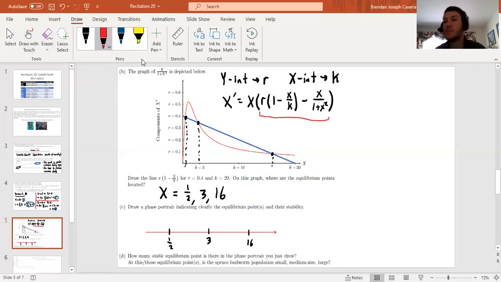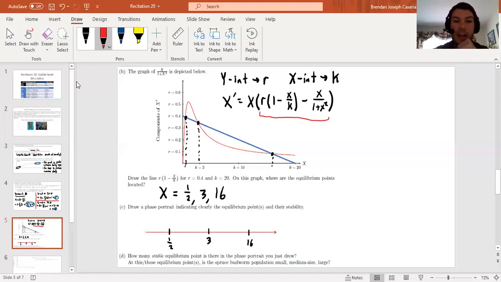We can assume that x is always positive because we're dealing with a population here. So we're looking for when this thing is positive. Specifically, we're looking for when the equation of the line is bigger than the equation of this red curve. That's when we're going to have positive x prime, and that's when we're going to have increase. The other case will result in x prime being negative, so we'll have a decrease.